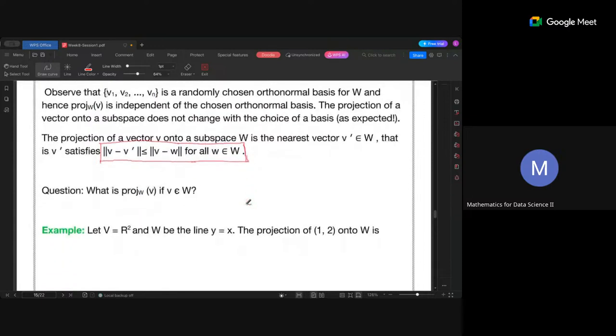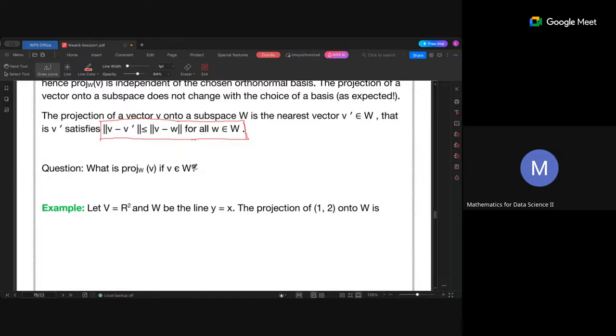Fine. What is the projection of v onto W if v belongs to W? You are already in that space W, and now you are projecting again onto W. What will you get? Let me ask in this way. Suppose you have this line, and you have some vector here. You are projecting this vector onto this line. Where will the foot of the perpendicular lie? There itself, it is not going to move anywhere. So what is the answer here? It is just v, the actual vector itself, not the norm of v, which only tells the length. You got it?